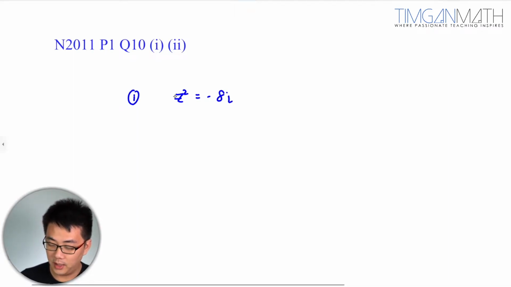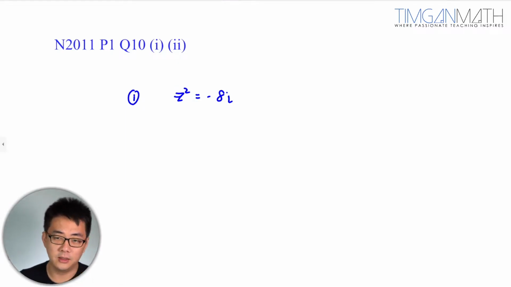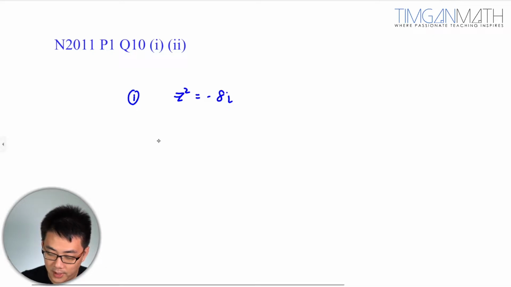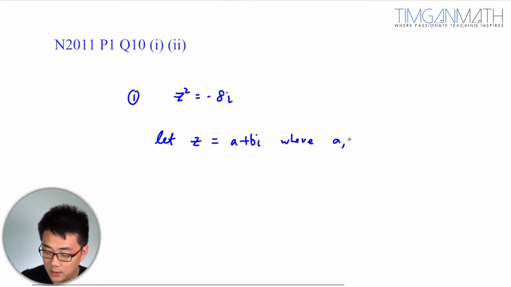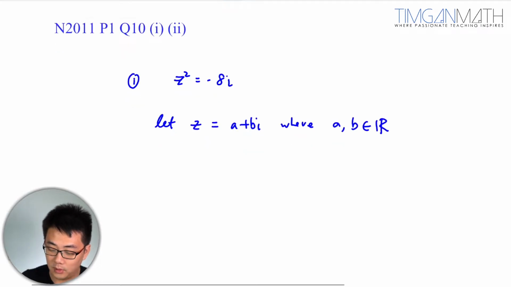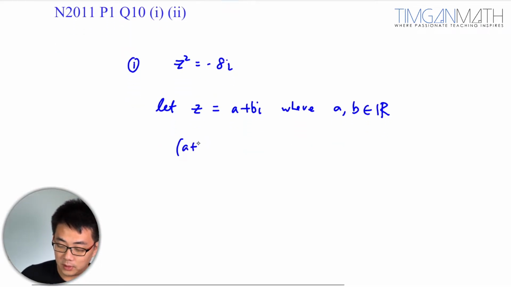So we are told to find z1 and z2 in exact Cartesian form, exactly, because we're not supposed to use a calculator. In this case, we're just going to let z equals a plus bi, just a complex number where we know that a and b are real. It has to be real. What we're going to do is expand this square, minus 8i. Then we square this: it is a squared plus 2abi plus b squared i squared, which is minus b squared.